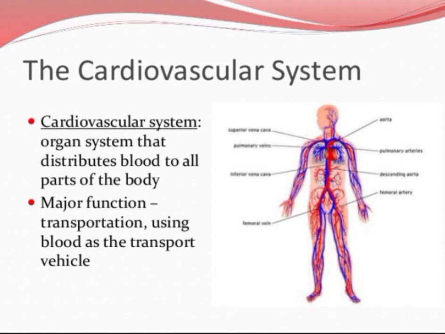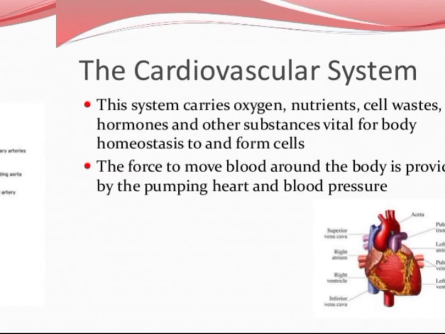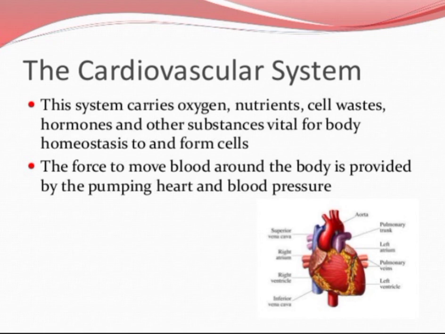The cardiovascular system. First of all, we will look at the introduction of the cardiovascular system. The cardiovascular system is the organ system that distributes blood to all parts of your body. Its major function is transportation, using the blood as the transport vehicle. This system carries oxygen, nutrients, cell waste, hormones, and other substances vital for the body, homeostasis, and to form cells. The force to move the blood around the body is provided by the pumping heart and blood pressure.